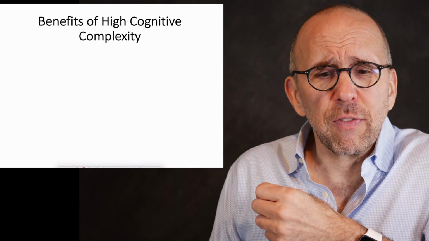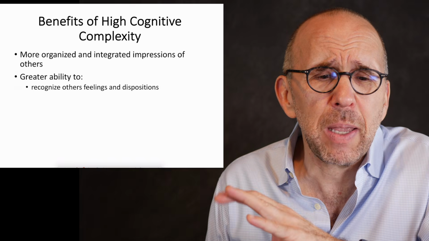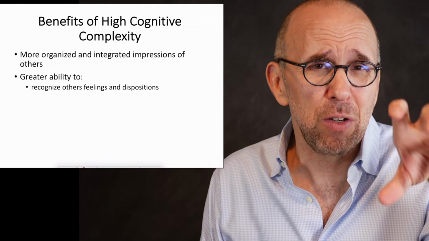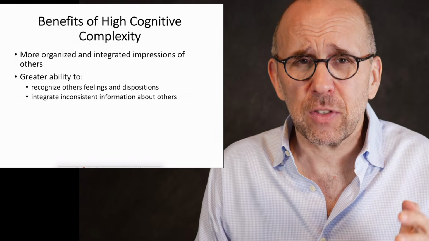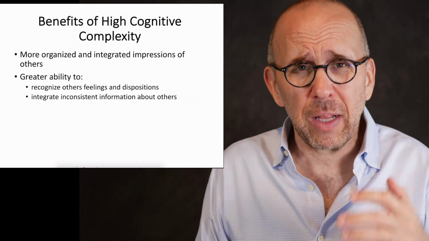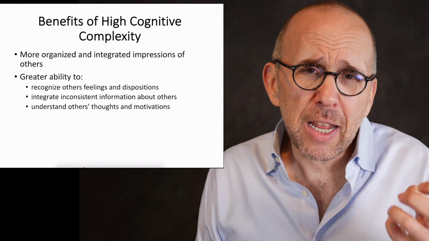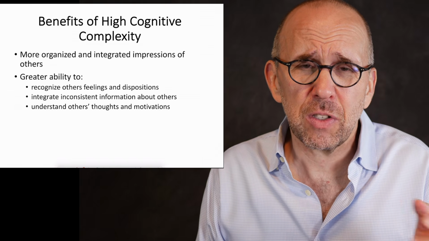So why is cognitive complexity good? It allows us to have more organized and integrated impressions of other people, to have greater ability to recognize other people's feelings and their dispositions, to integrate inconsistent information about other people. This is not just seeing black and white, but seeing shades of gray and realizing people can have multiple capabilities, both good and bad. Understanding other people's thoughts and motivations, their plans, goals, intentions, and desires.